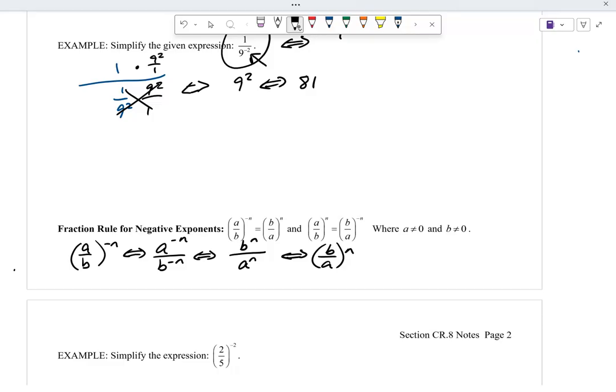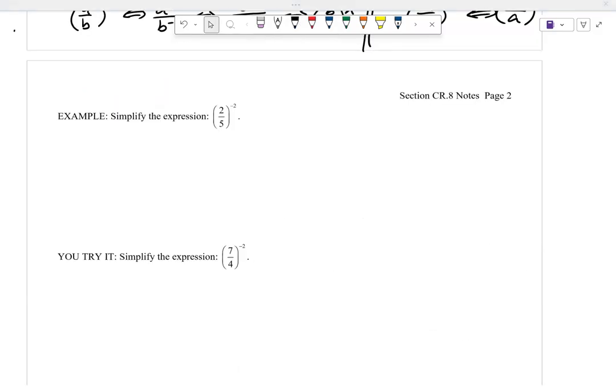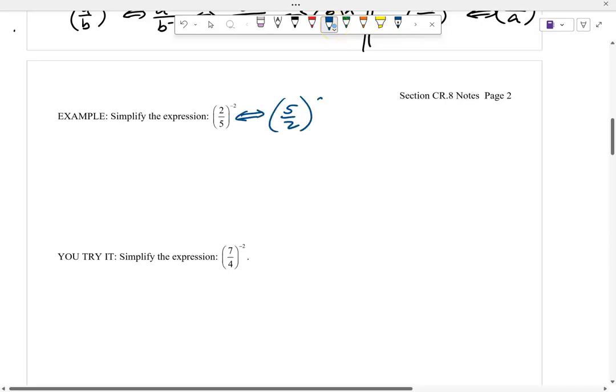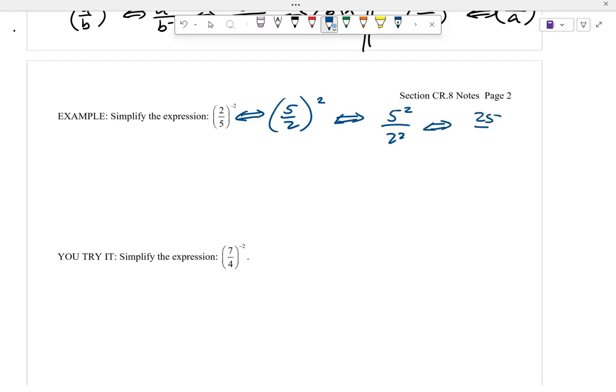So if you're ever seeing a over b and it's all to a negative n, if you want to, you can just flip that and make that to a positive power. See how we get there? Either way. Right? So here's a couple. We got 2/5 to the negative 2. So that'd be the same as 5/2 squared, or 5 squared over 2 squared. So 25 over 4.